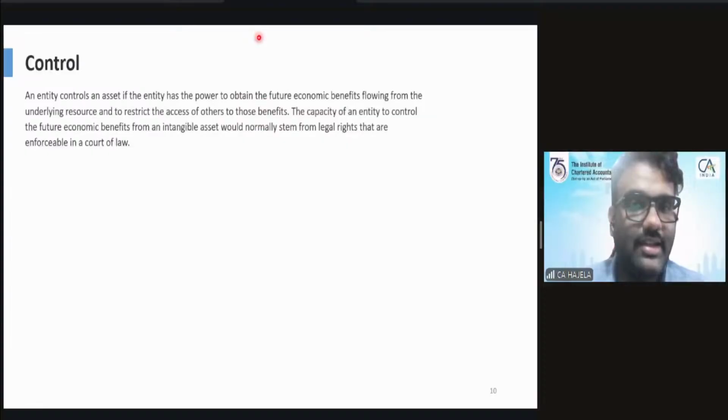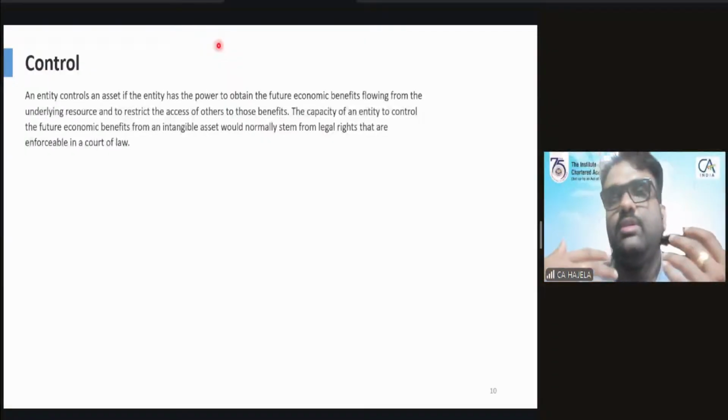Simple question on this line. Is your license to ChatGPT, which you can use for your office work, for your business, or any AI open source software, an intangible asset? I'm not asking about subscription currently. I'm just saying that there is open source software, Google Gemini or ChatGPT or Claude or whatnot, and you are using it for improving your company's performance. Is it an intangible asset? See, it's giving you economic benefits, but you cannot restrict access of others to those benefits, right? So the capacity of an entity to control future economic benefits would normally stem from legal rights.